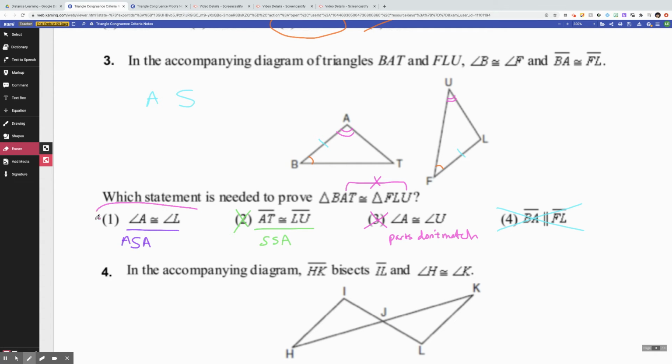Okay, so this would be our correct answer here. I need angle A is congruent to angle L, right?